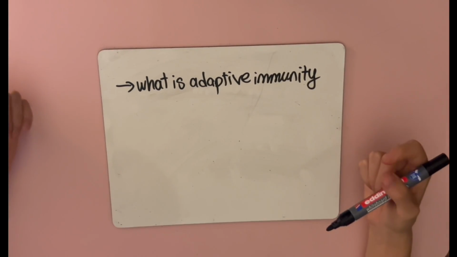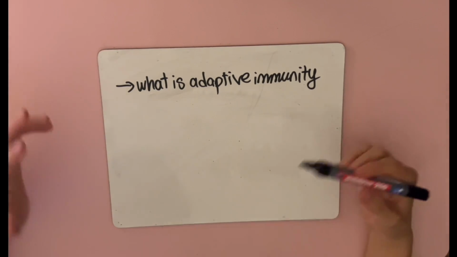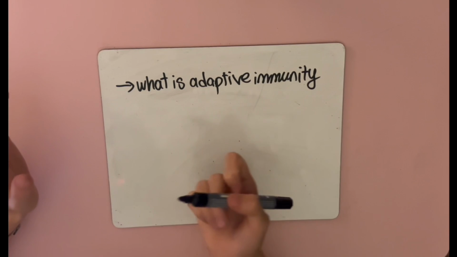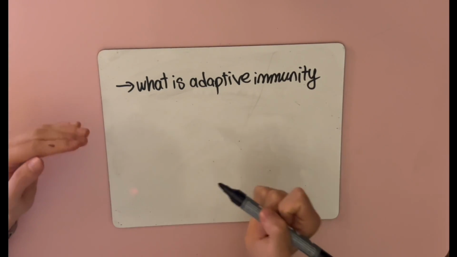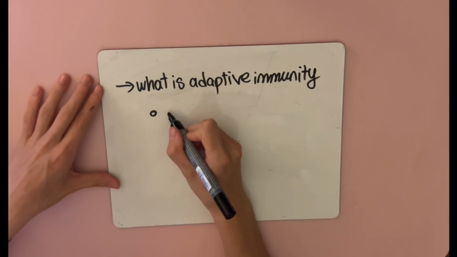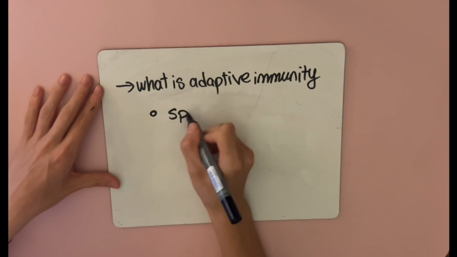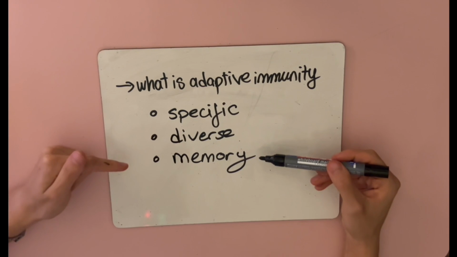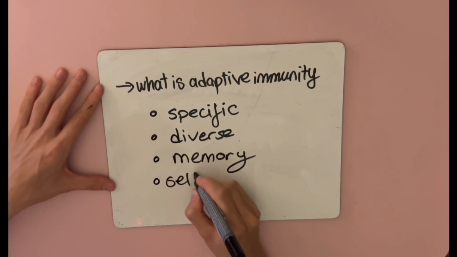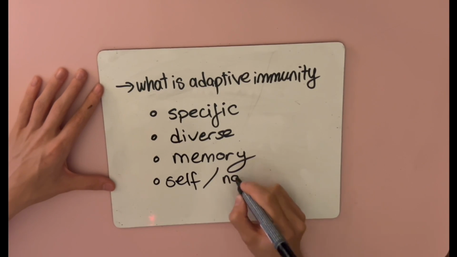Unlike the innate immune system, which responds quickly but in a more generic way, the adaptive immune system is characterized by specificity, diversity, memory, and self-non-self discrimination. So, it is specific, diverse, can create memory for the future, and distinguishes between self and non-self.